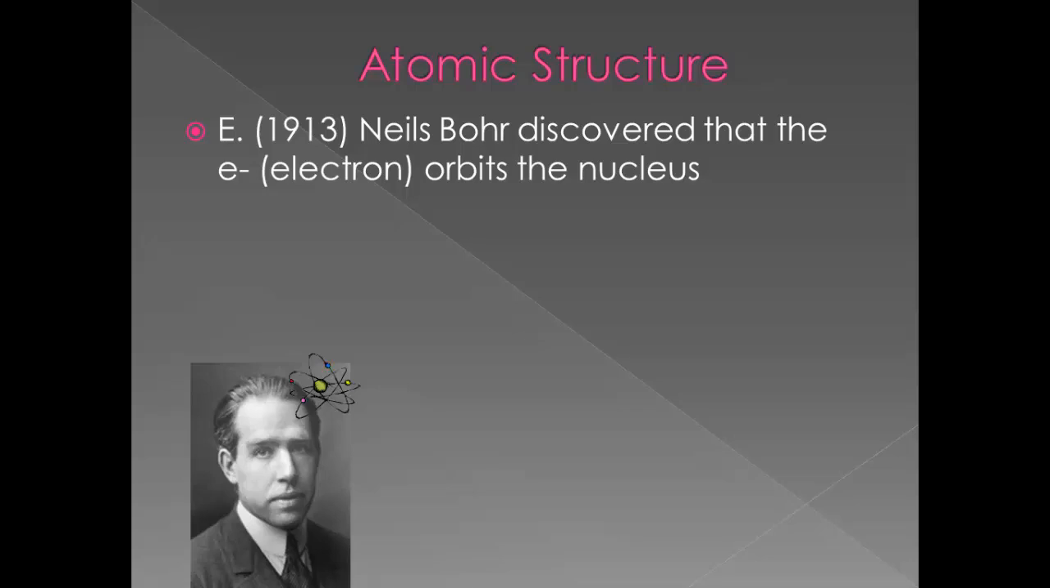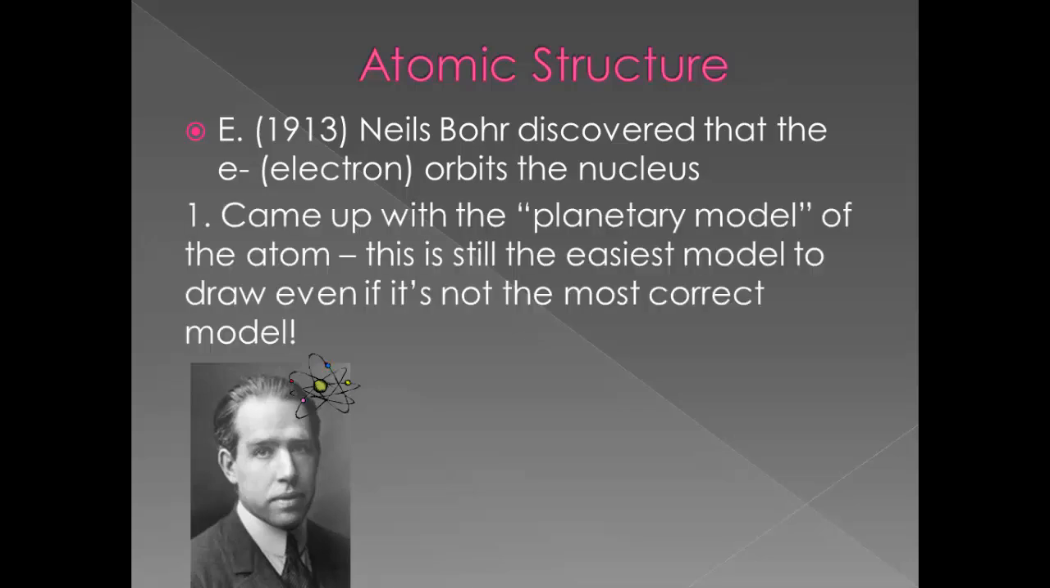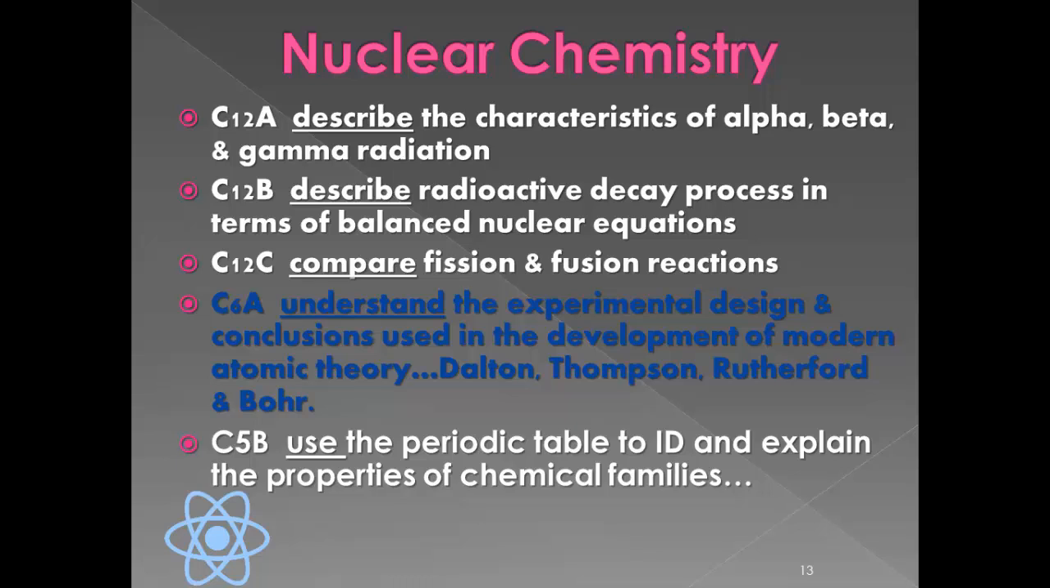Okay, the atomic structure, now we're coming along to Niels Bohr. Niels Bohr discovered that the electrons orbit the nucleus. So now we've got the electrons, we've got the nucleus, and now we're trying to figure out where exactly the electrons are. And so he's saying, hey, they're orbiting the nucleus. So he came up with this planetary model of the atom, and it's still the easiest of our models to draw. Not the most correct, but it's the easiest to draw and gives us an idea of where those electrons can be found.